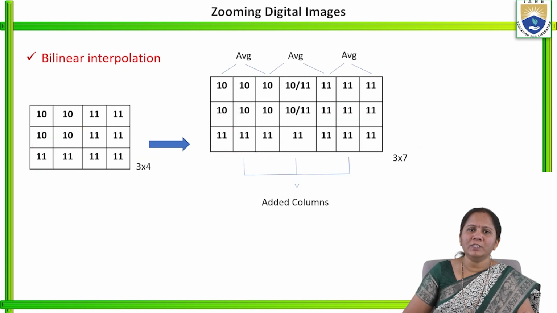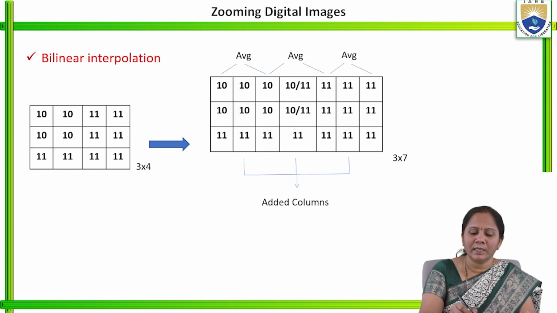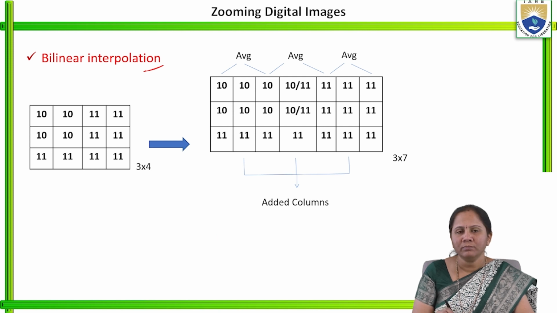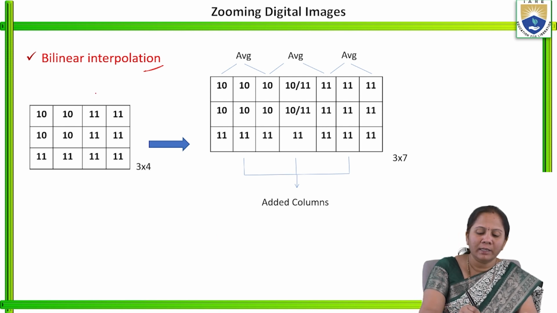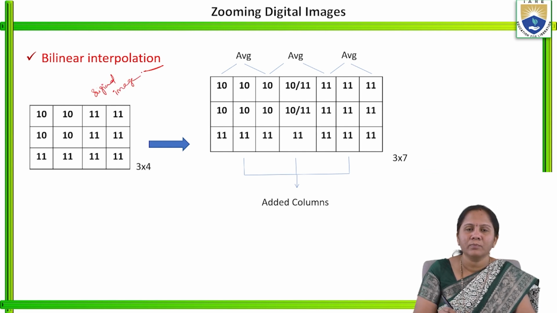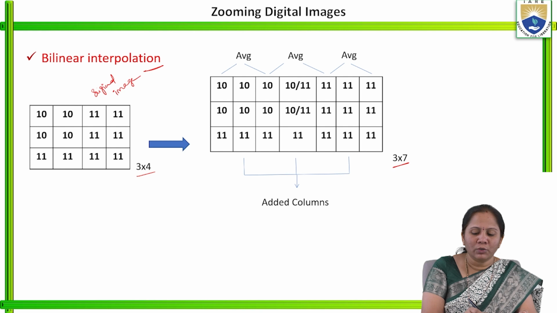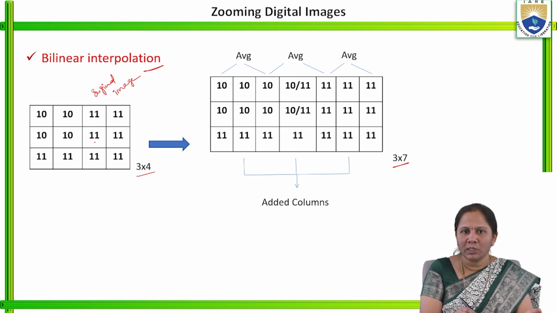And for zooming of digital images, the next technique is bilinear interpolation. Bilinear interpolation is also used to zoom the images. Consider here, this is the original image whose size is 3 by 4, and it has been zoomed to 3 by 7. So the size of the image has been increased from 3 by 4 to 3 by 7. If you see here, duplicating rows and columns.